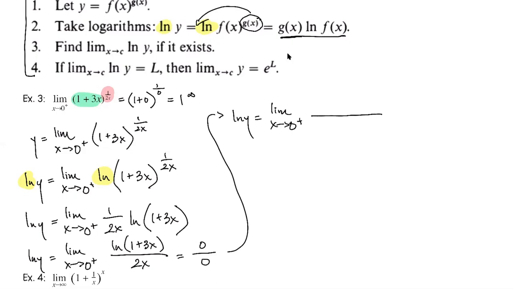Derivative of the bottom just becomes 2. Derivative of the top is not this. Why is it not that? And what should it be instead? By 3. Yeah, why is it times 3? Chain rule. Yeah, we need to use chain rule here, okay? So this 1 plus 3x, we also need to multiply by the derivative of that function. That's going to change the numerator to be 3.